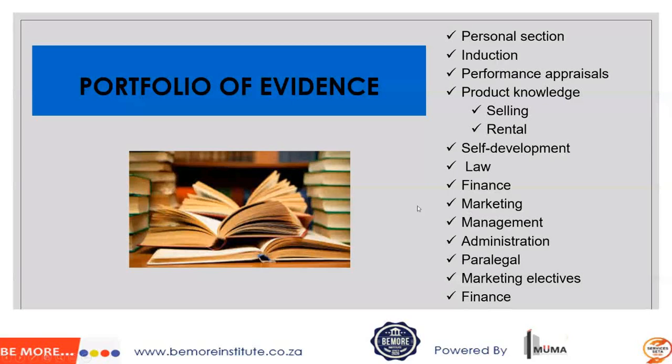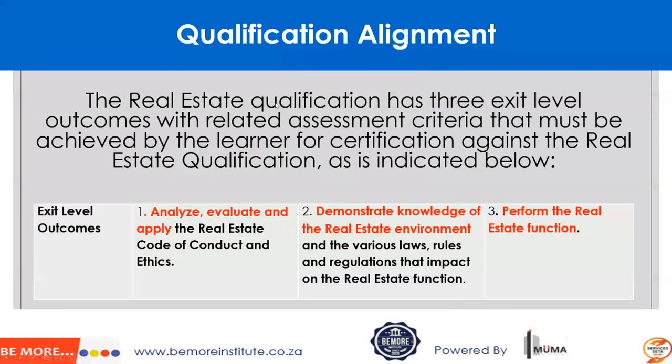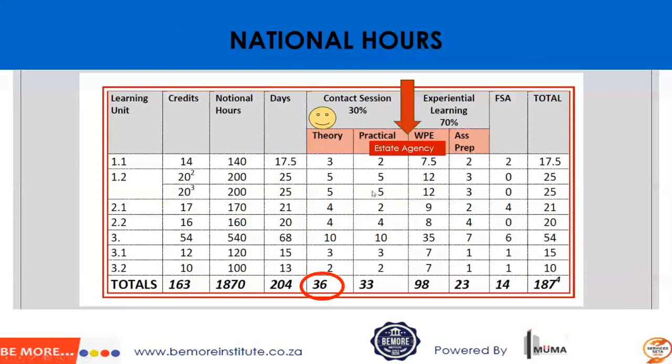Now, the qualification alignment: the real estate qualification has 3 exit levels. Number 1, you have to analyze, evaluate, and apply the real estate code of conduct and ethics. You must demonstrate knowledge of the real estate environment, and you must perform the real estate function. Now, the performance of the real estate function is where your practical comes in at the estate agency company. This is the theory that we do here, and these are the sessions. So in total, we will have to do 36 days, and then the others will be with the company.